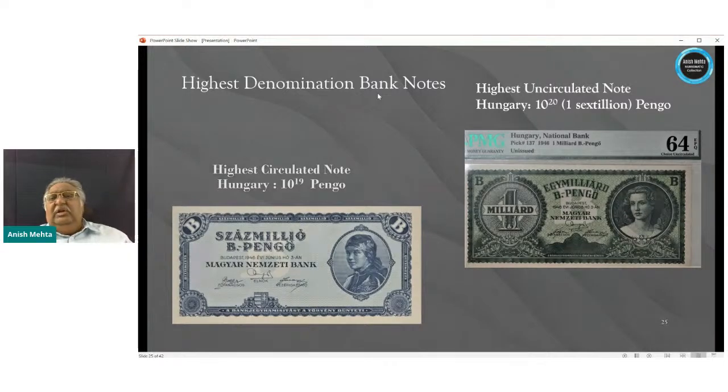This was an uncirculated banknote, which means it was printed, but it was not issued to the public for general use. The reason for that was, when it was printed and ready to be issued, the government decided to end the hyperinflation by issuing a new currency which was foreign. And so these notes were not issued but were printed. So technically they are the highest denomination notes, but they were not in circulation.